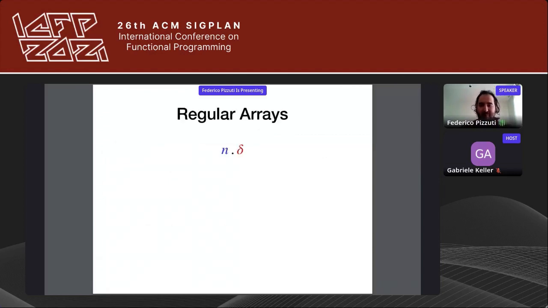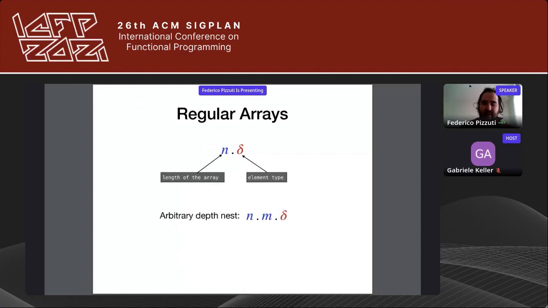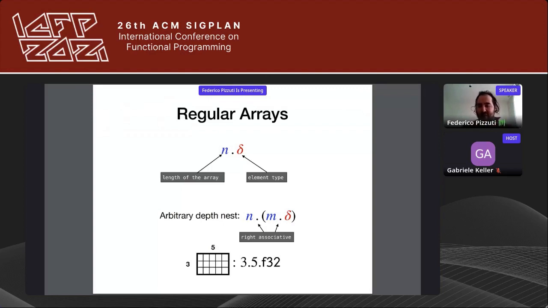So we start with the most basic type, the type of a regular array. And that's the notation we use. I'll explain it very shortly. So n is the length of an array known at the type level. Delta is the element type of this construction. We can nest arrays together because arrays are themselves data types. The reading is right associative. So n.m.delta means n outer arrays of m of delta. So 3.5.float32 would be an array of 3 arrays of float32s, each inner array of length 5.